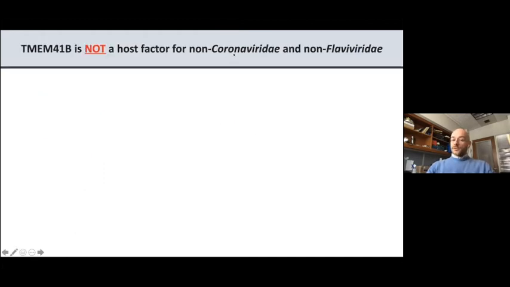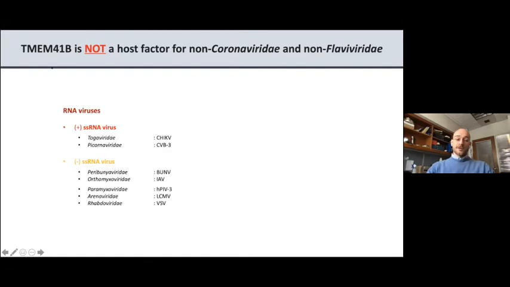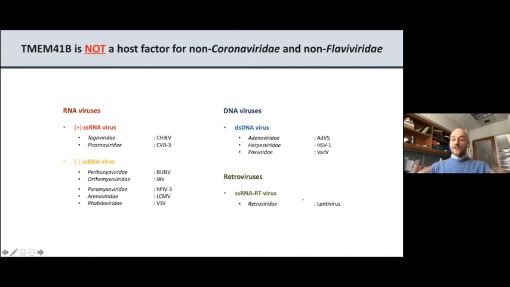So Bill talked about the coronaviruses, and I just talked about all the flaviviruses we tested. We went on to see how important TMEM41B is for other viruses, and it's really not. We tested a large family of different viruses, positive and negative sense RNA viruses, and there was no negative effect on these viruses replicating in knockout cells. Similar for DNA viruses or retroviruses, infecting knockout cells did not impact them at all. This also highlights that the lack of TMEM41B is not really decreasing the fitness of these cells.